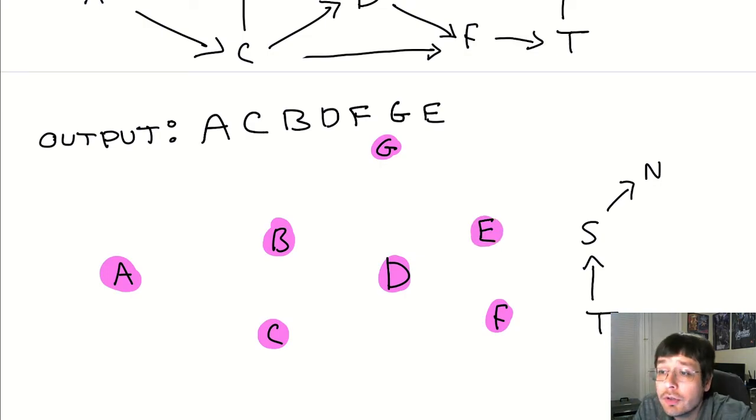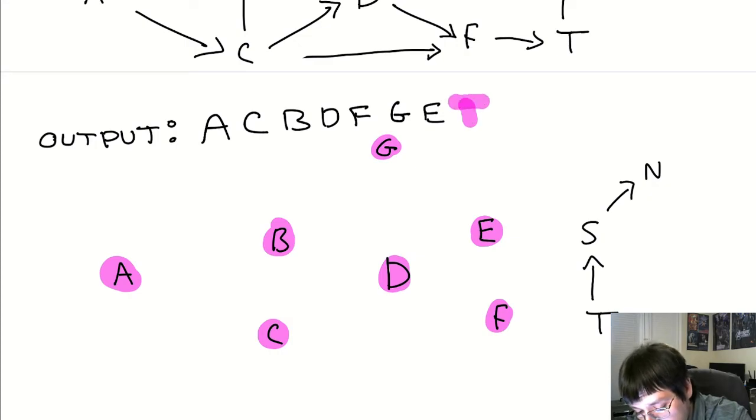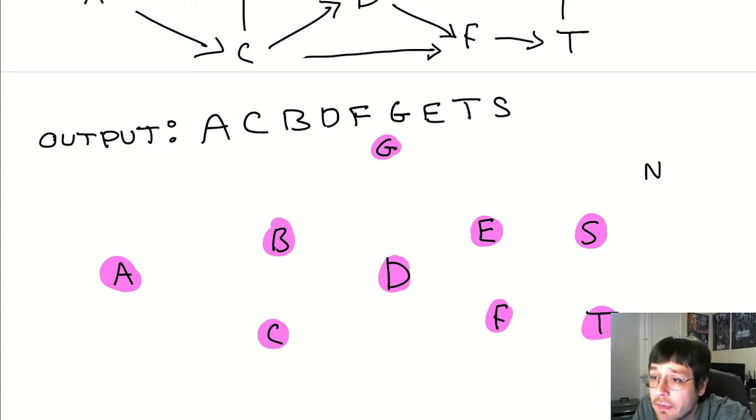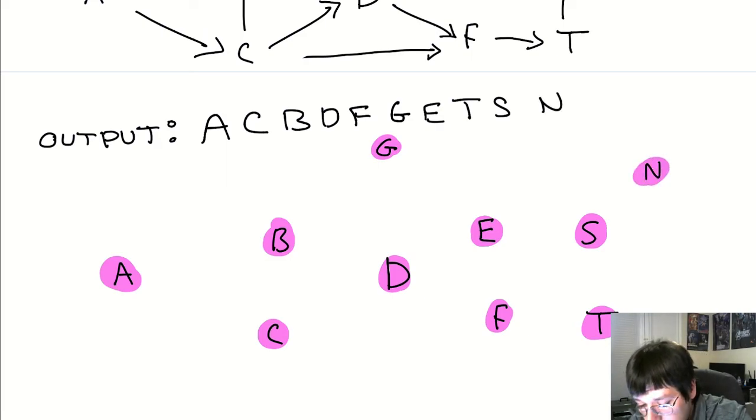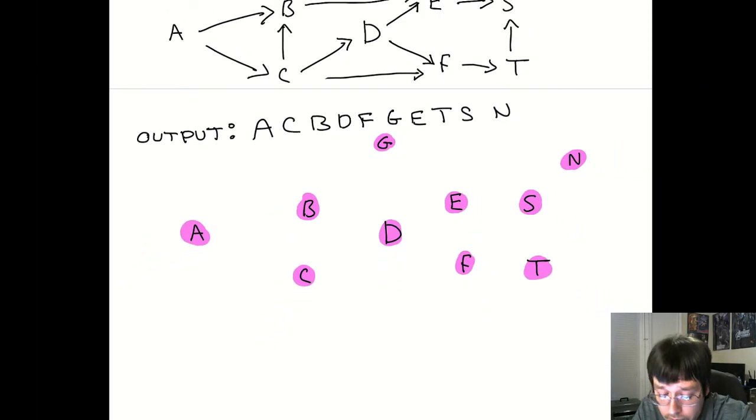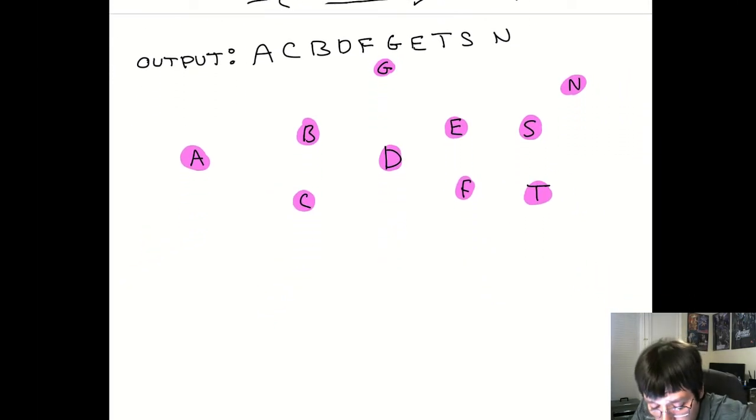Here we only have one choice though. We only have one choice, and that choice is to choose T. Because S has something coming in, and N has something coming in. So mark that. Erase that. Yet again, we only have one choice right now, which is S. So go ahead and mark that. And now we have only one node left with no in degree, N. And there we go. That's it. That's your traversal. Okay? One more quick example.